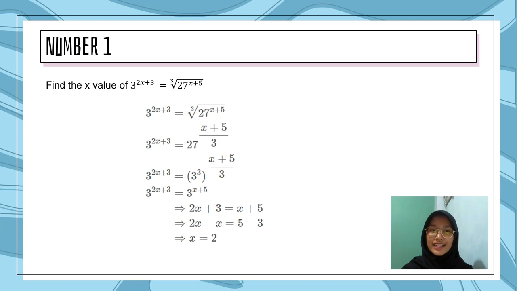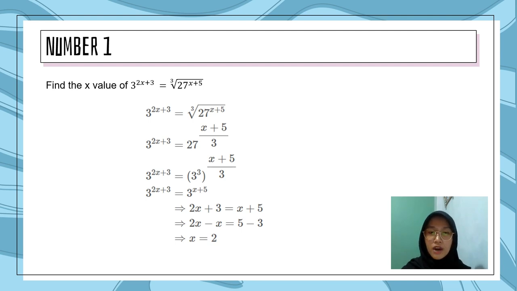Okay, number 1. Find the x value of 3 to the power of 2 times x plus 3 equals third root of 27 to the power of x plus 5. And then 3 to the power of 2 times x plus 3 equals 27 to the power of x plus 5 over 3. And then we can change 27 into 3 cubed.